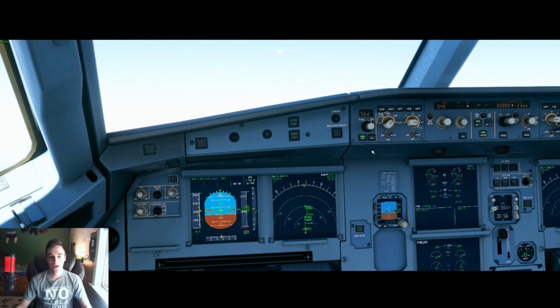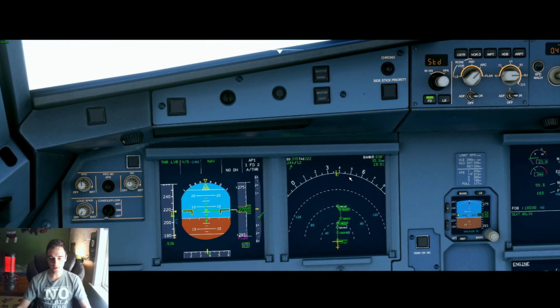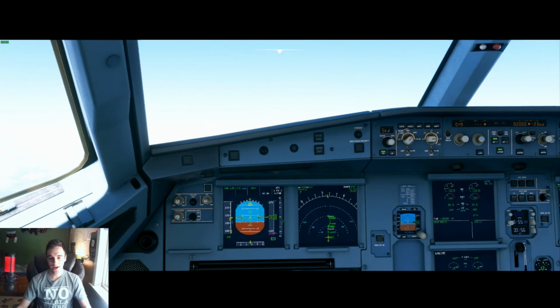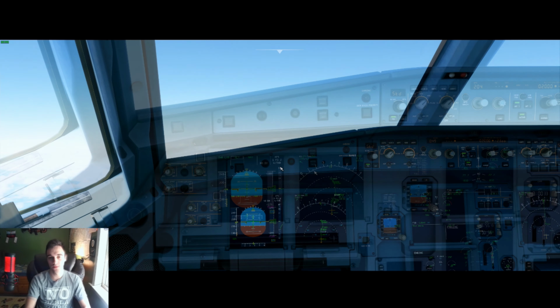We want to leave our throttles idle all the way down. That's the most efficient that we can be. Alright, so I'm going to continue descending at negative 2,300 feet per minute, and I'll get back to you guys when we're a little closer to the airport.